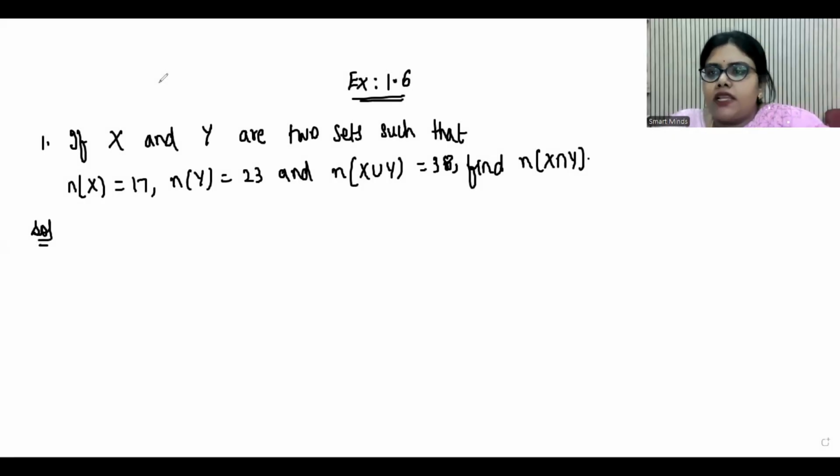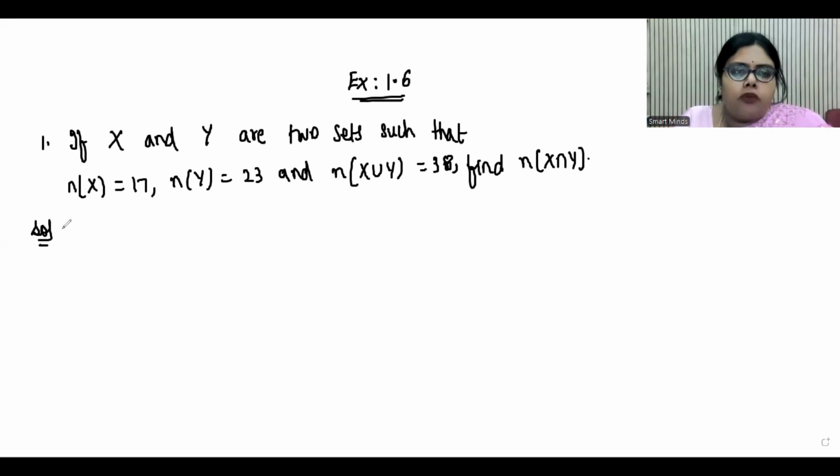Let us cover exercise 1.6 now. So the first question is, if x and y are two sets such that n of x is 17, n of y is 23 and n of x union y is 38, then find n of x intersection y. See, n of x means number of elements present in x and n of y is number of elements present in y, that is 23. And n of x union y is number of elements present in x union y. And the same way we need to find out number of elements present in x intersection y.